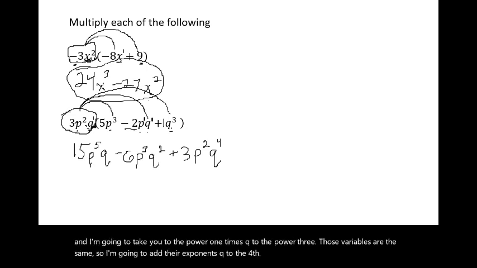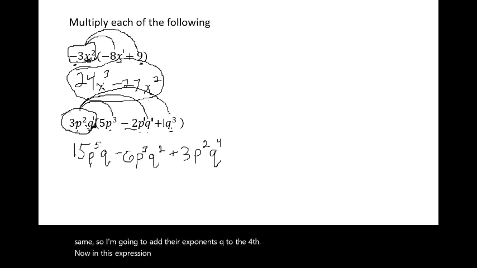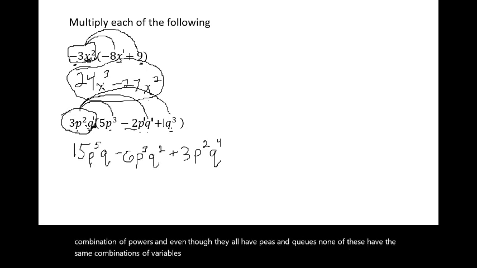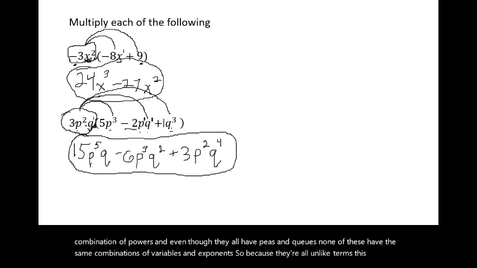Now, in this expression, like terms would be the same combination of variables to the same combination of powers. And even though they all have p's and q's, none of these have the same combinations of variables and exponents. So because they are all unlike terms, this is going to be our final answer.